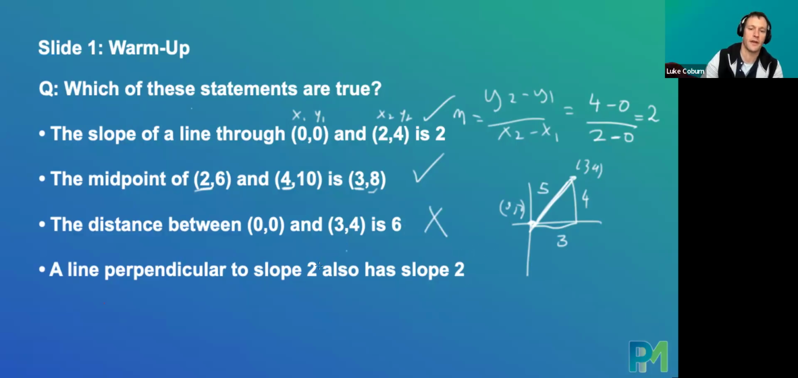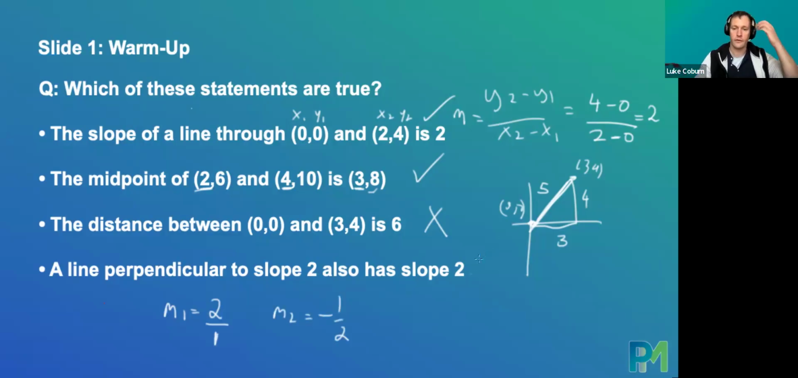And then, a line perpendicular to 2 also has a slope 2. Now that's not right. When you have a line, let's say M1, the slope of line 1 is 2. We're going to write that as 2 over 1. And then M2 is invert that and change the sign. So that one's also wrong. So that was a quick warm-up before we get started.